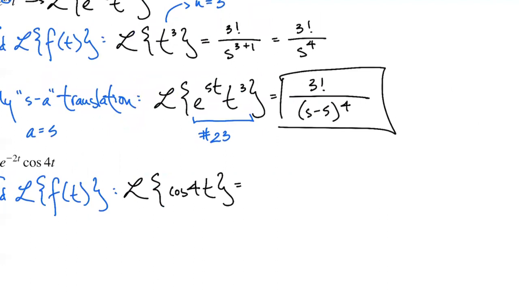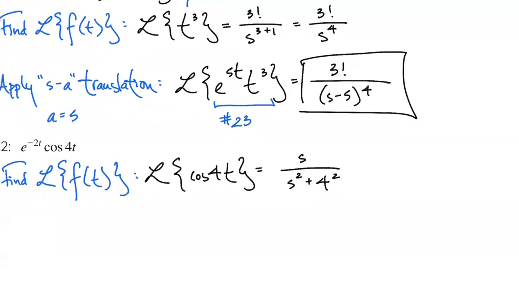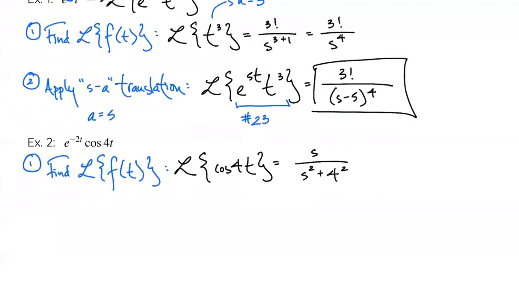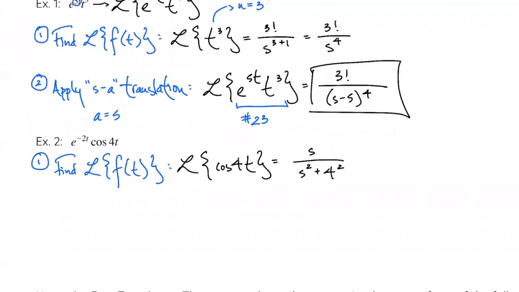Okay, so if we were to sort of remove the a, right, we're only looking to read the table for a cosine of 4t. That's going to bring us up to line 8. We're going to have s over s squared plus 4 squared, right? So we break this down step by step. We look at that table, we're going to get s over s squared plus 4 squared.